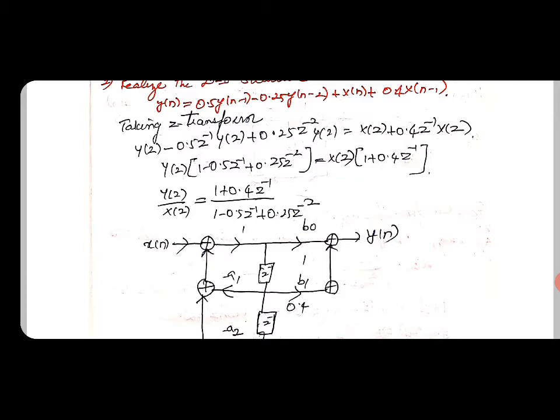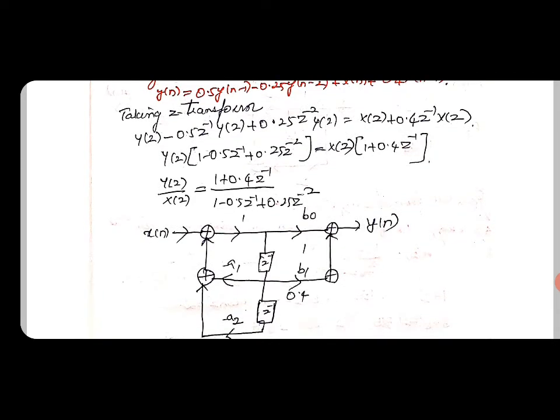By taking the z transform, first of all we arrange the x of n and y of n values to the left side and right side respectively, and then we take the z transform, which is y of z is minus 0.5 z inverse into y of z plus 0.25 z power minus 2 into y of z is equal to x of z plus 0.4 z inverse into x of z.